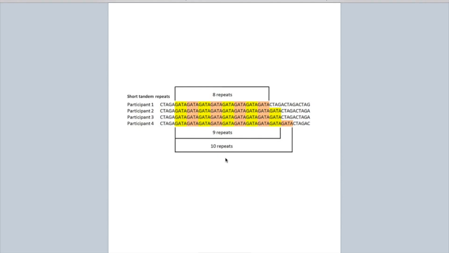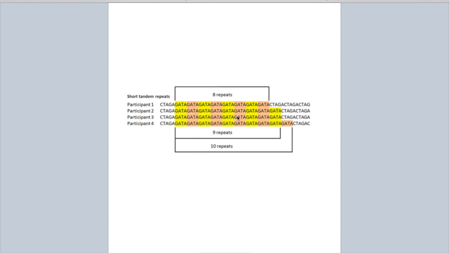STR stands for short tandem repeats. In the DNA, there are many sequences which can be repeated, and therefore this creates the STR. Just like here, GATA is repeated many times. STRs are usually found in the center of the chromosomes.